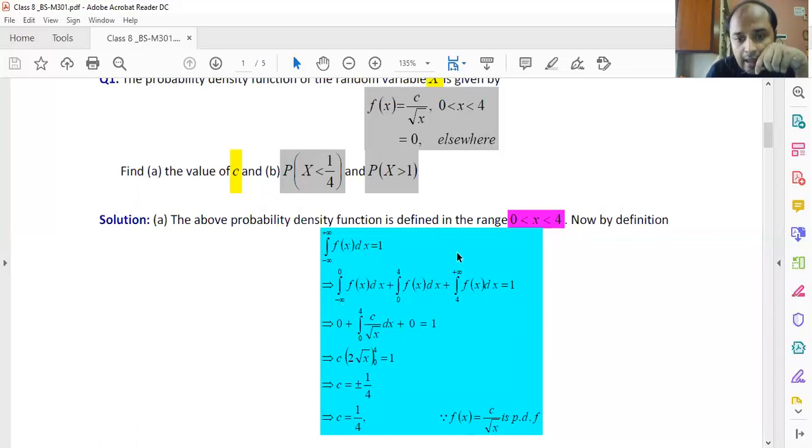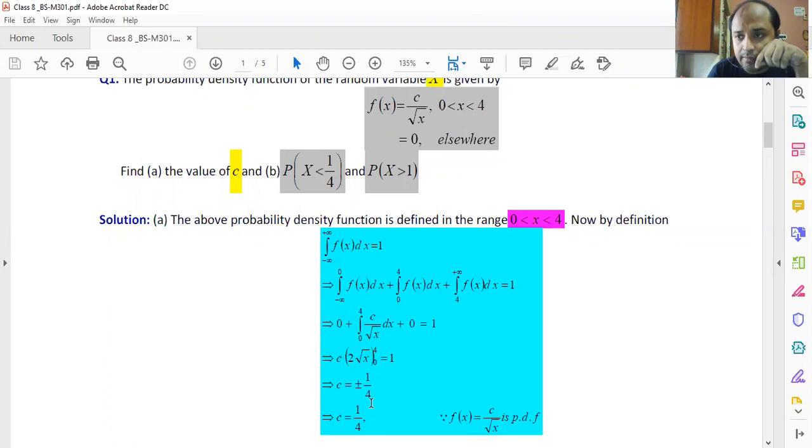The function is only defined when x lies between 0 and 4, and therefore I have put the functional value over here, which is c by root x. Now you integrate. If we integrate this, we get 2 root x, and c is a constant, so it comes outside the integration sign. Put the limits. If you put the limits, you will get two possible values for c.